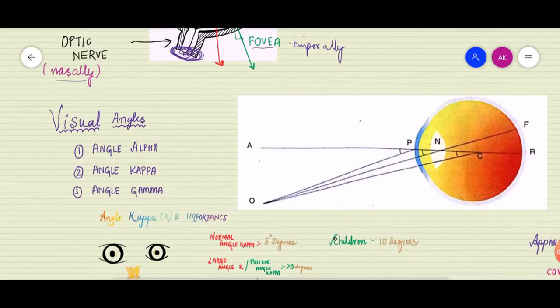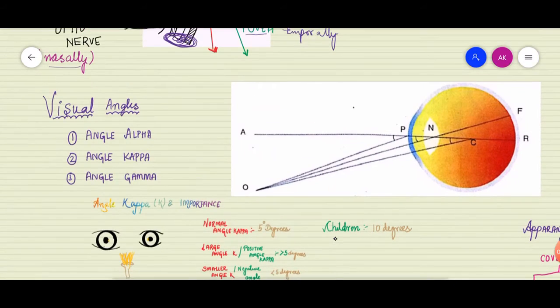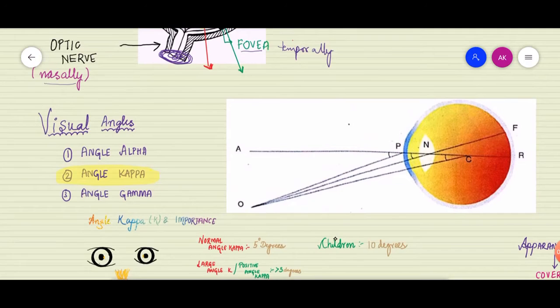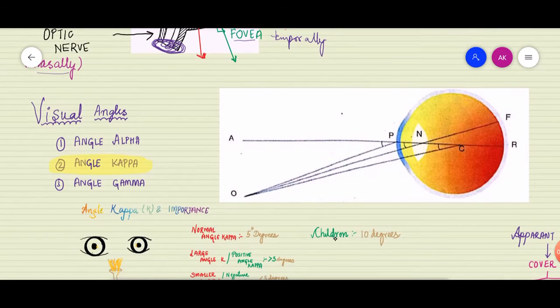Now let us come to the important visual angles of the eye. Just like the axis of the eye, there are three main visual angles: angle alpha, angle kappa, and angle gamma. Out of this also, it is the angle kappa which is the most important, and we will be discussing this in detail. So let us see this image, and based on this I will try to explain these angles.